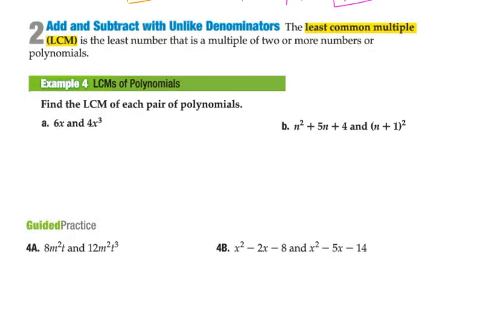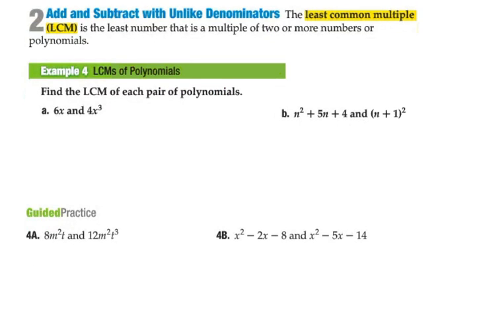Okay, so now we're looking at our least common multiple. That number that is the least number that is a multiple of 2 or more numbers of the polynomial. Okay, again, I call it the number that they're both divisible by. The smallest number that they're both divisible by.